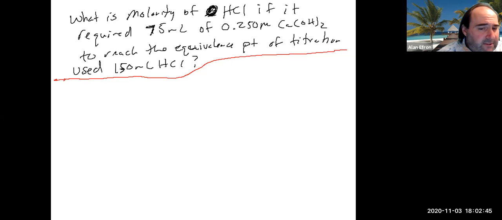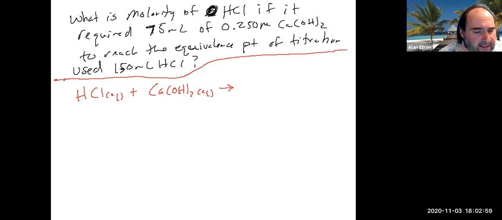So we again want to start with an equation, and we have HCl, which is an acid. We got calcium hydroxide there, which is a base. Again, going to make salt and water. And in these strong acid, strong base reactions, really the water comes from the H and the OH. So that's pretty much where you get your water from. And then the salt comes from our other two guys here.